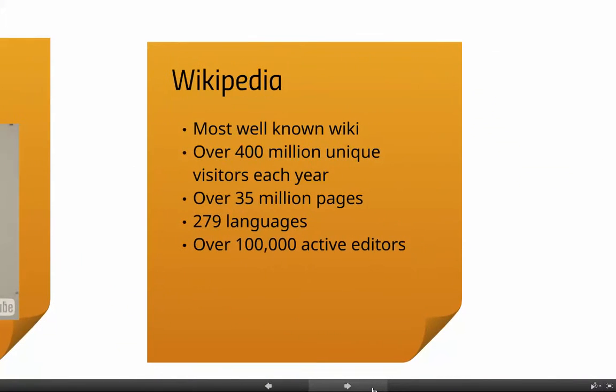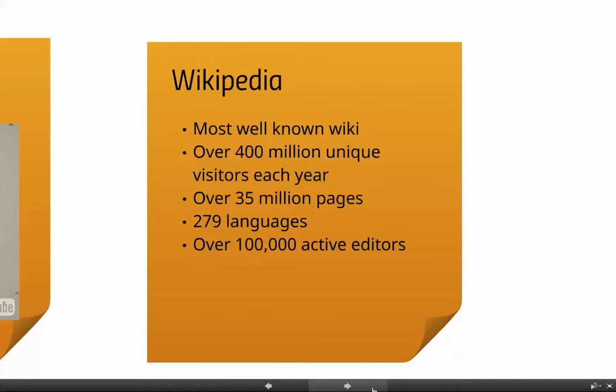Now that we know something about wikis and how they work, I'm going to talk about some of the wikis we can find throughout the web. The most famous and most used wiki in the world is Wikipedia. As you can see, the statistics are somewhat staggering, with over 400 million people who visit Wikipedia's 35 million pages every year.